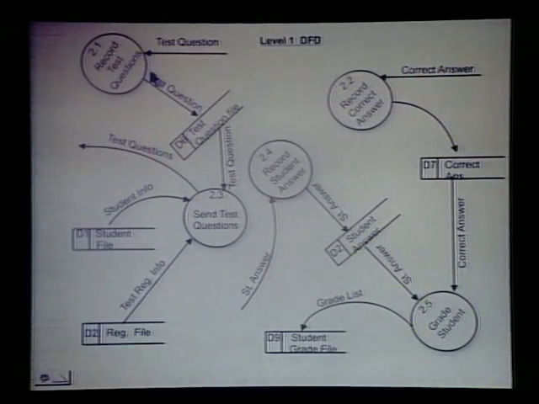Here, level 1 DFD for another process is given. It has sub-processes record test questions, record correct answers, send test questions, and record student answers. Then there is another process which performs the grading of the student. Different information flows from one process to another process or data store.